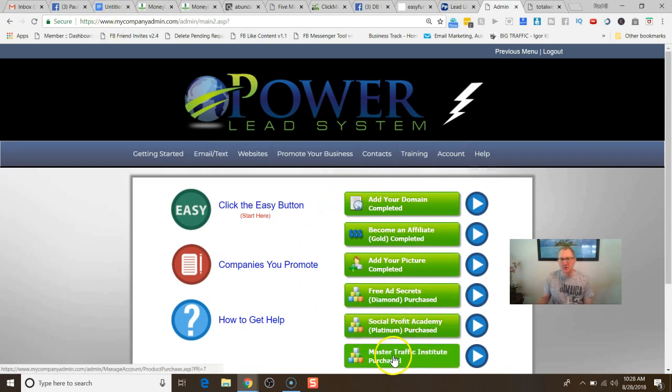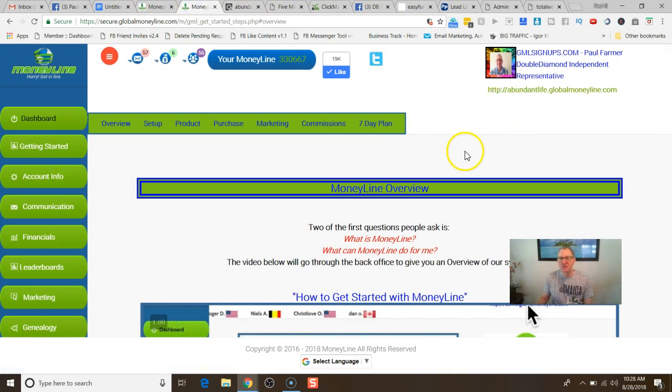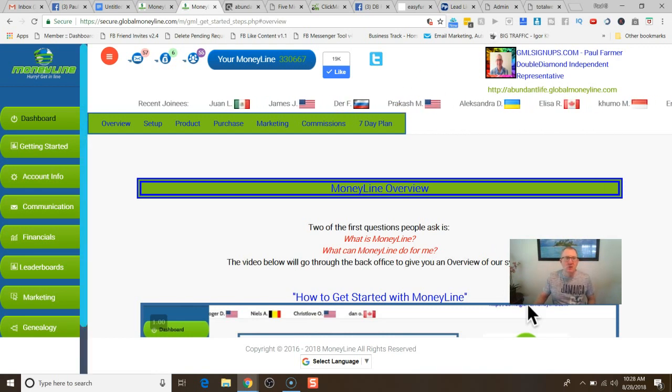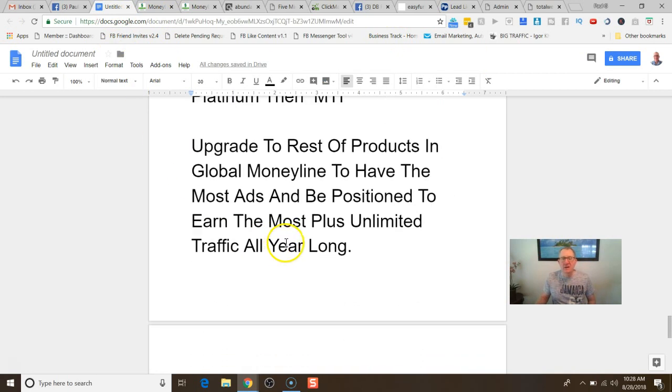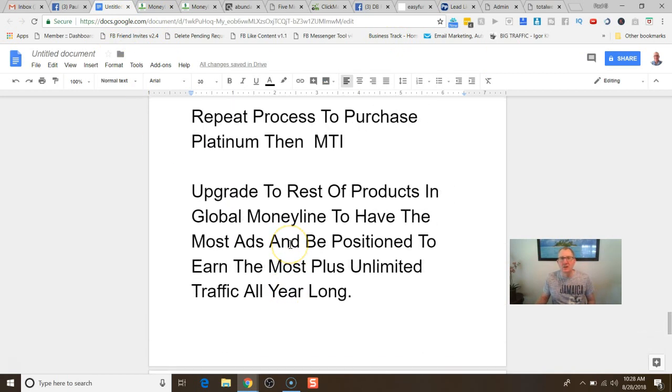Once you get to this level, you're probably going to be earning pretty good money. And once you're earning, you want to come back over to Global Moneyline, and you want to purchase all the products. So you want to go to Platinum, Diamond, and Double Diamond, and then you are positioned to make the most. You are positioned to have the most ads, to be seen the most, to be most recognized, and that's traffic that's going to be generating for you 365 days out of the year.